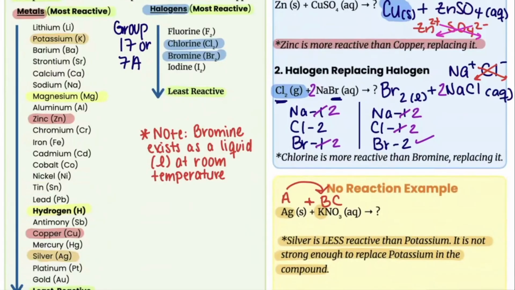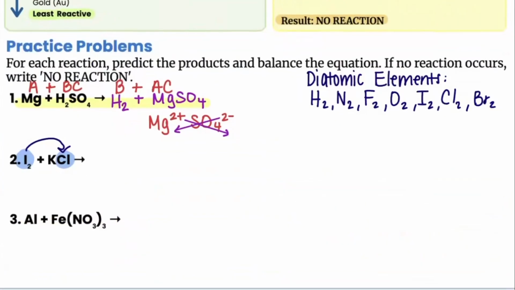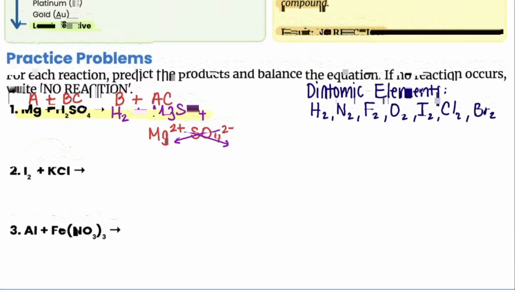So if you go to the activity series for the halogens, iodine is less reactive than chlorine. So guess what? No reaction will occur here.